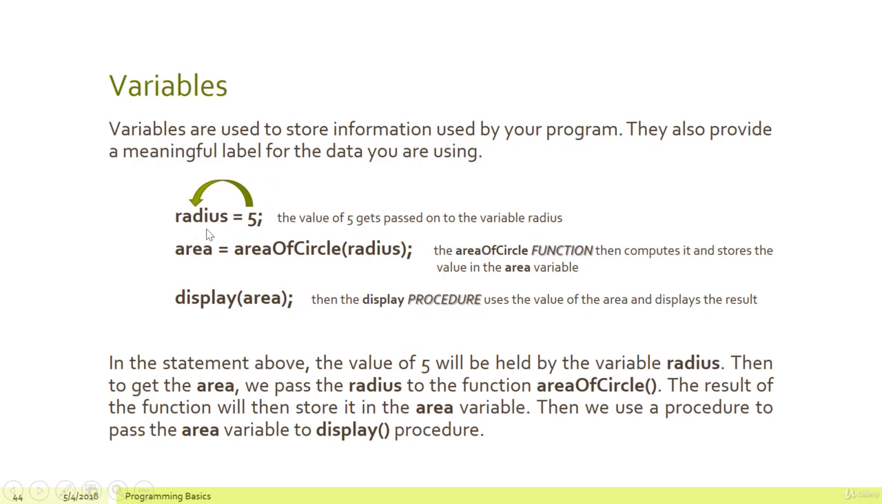So for this example, the radius variable gets the value of 5. Then we get the area of the circle using the radius. The radius variable contains the value of 5. This in turn, the result gets passed on to the area variable. Then we can now use the display function to display the value of the area variable.